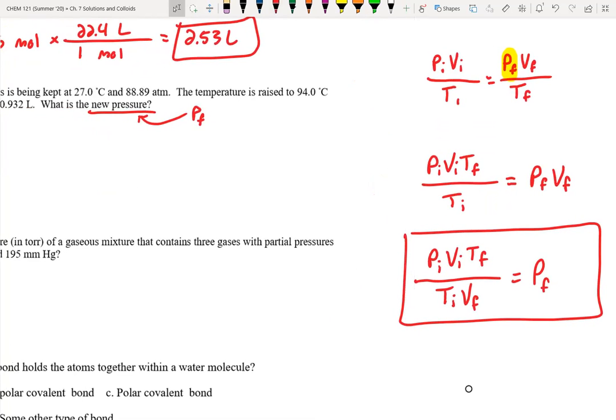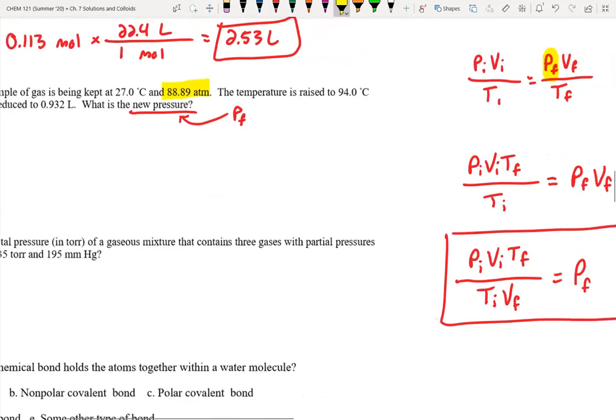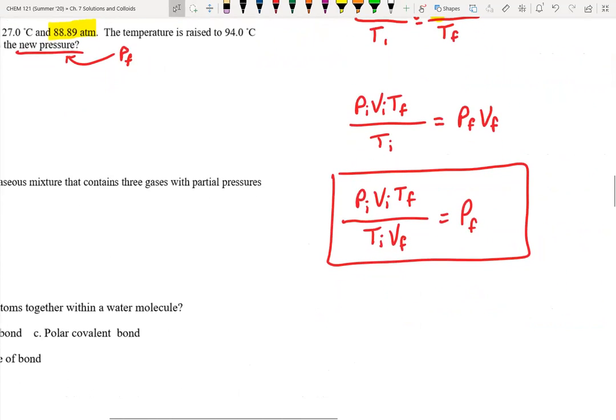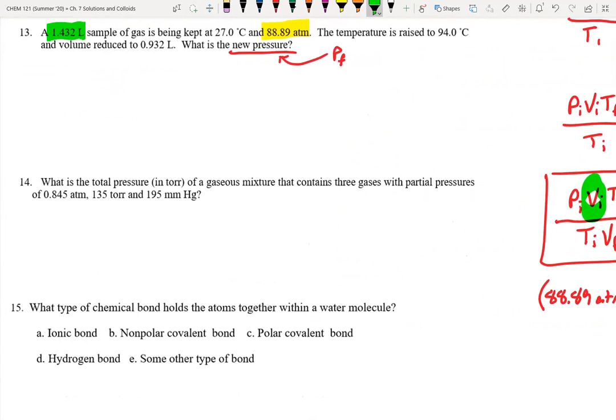And let's find our initial pressure. That's PI. In the question, it says that the initial pressure is 88.89 atmospheres. So I'm just going to go ahead and plug that in. 88.89 atmospheres will be the first number. And then next, I need to find what VI is. That's my initial volume. And they say it's 1.432 liters. So I'll go ahead and plug that in.